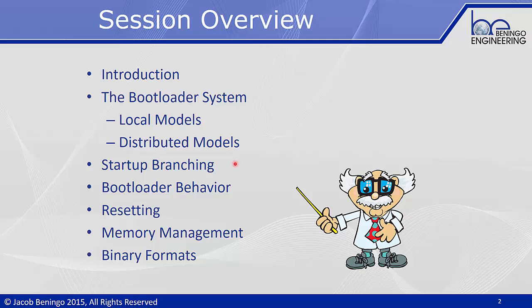We're then going to examine the typical bootloader behaviors. How does the bootloader parse a new application? We're then going to look at how we can reset the system once we've updated the firmware. And then we'll take a look at memory management within the system. This is going to be making decisions as to where the bootloader code should reside in memory and where the application code should reside. And then finally, we're going to take a look at the different types of formats that our application code can be placed in before sending it to the bootloader.